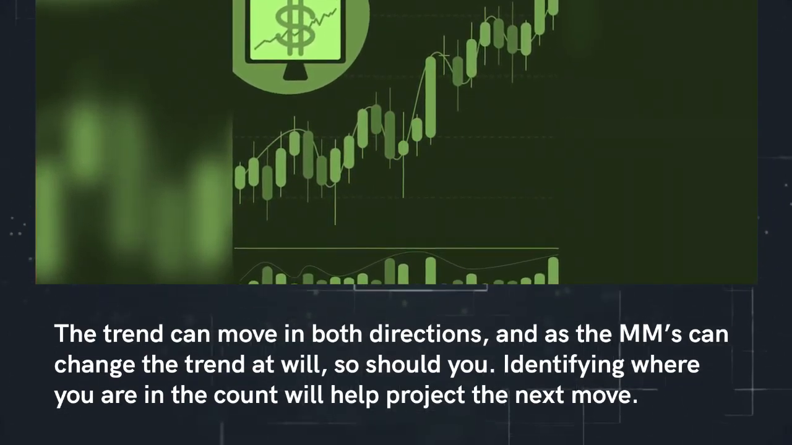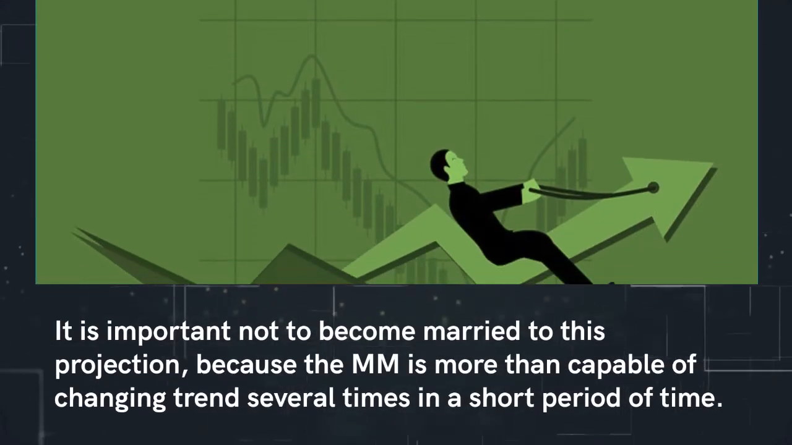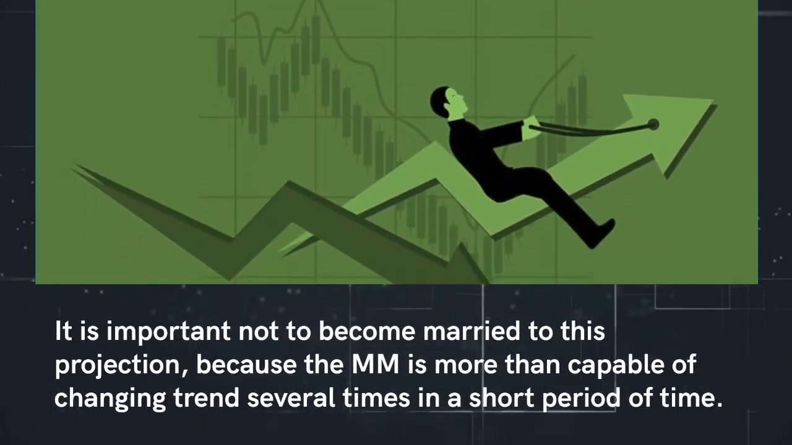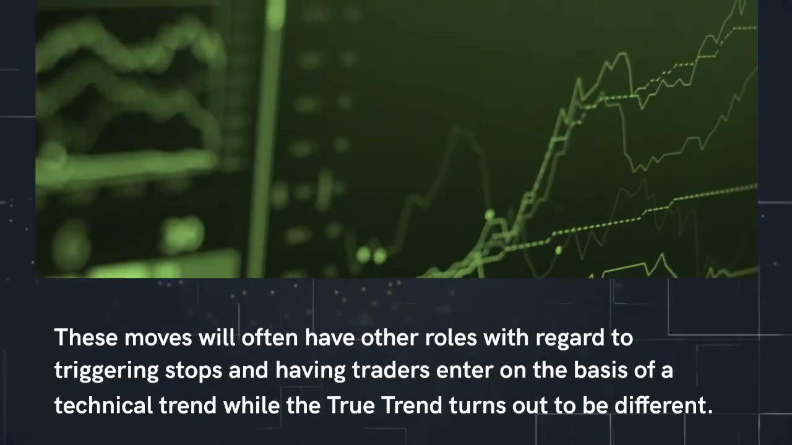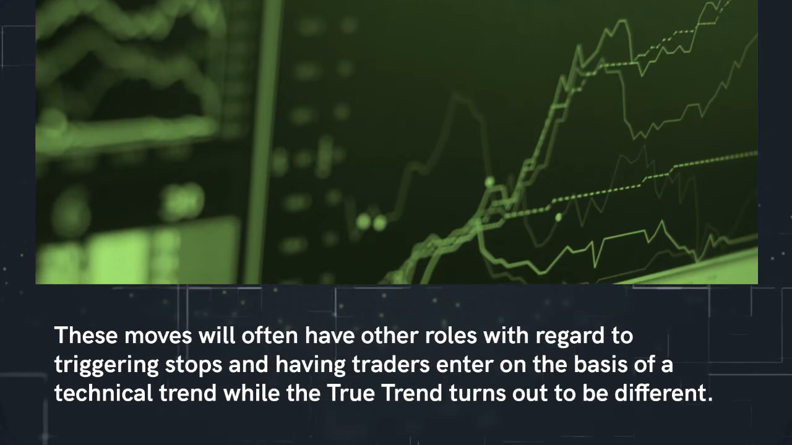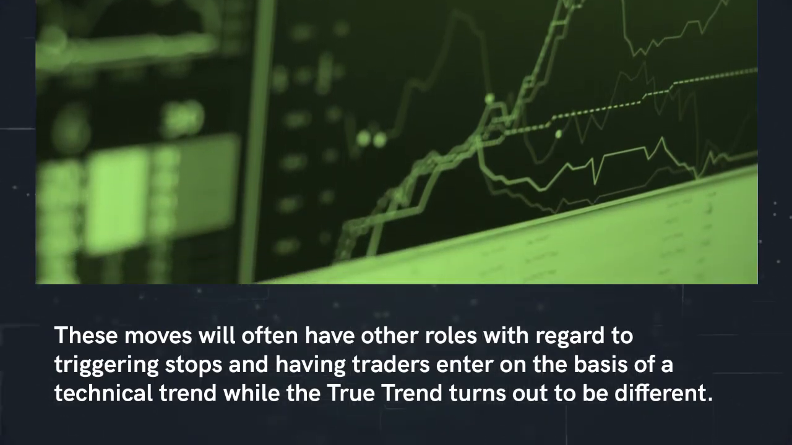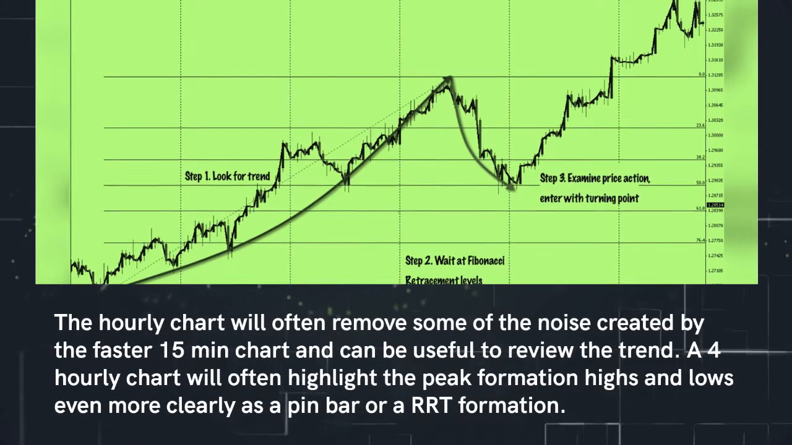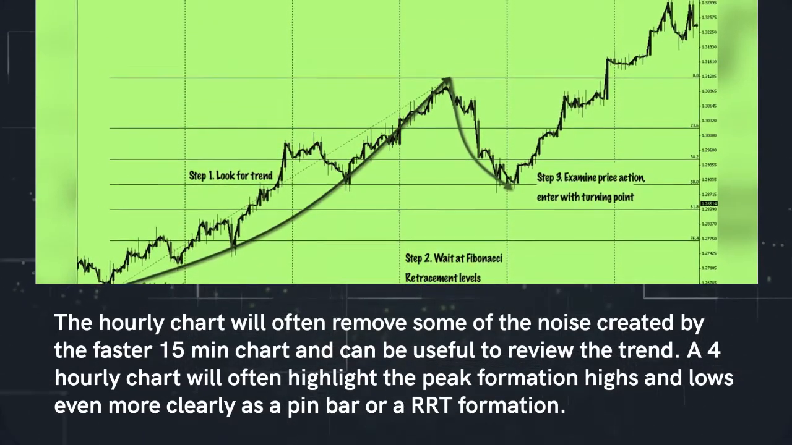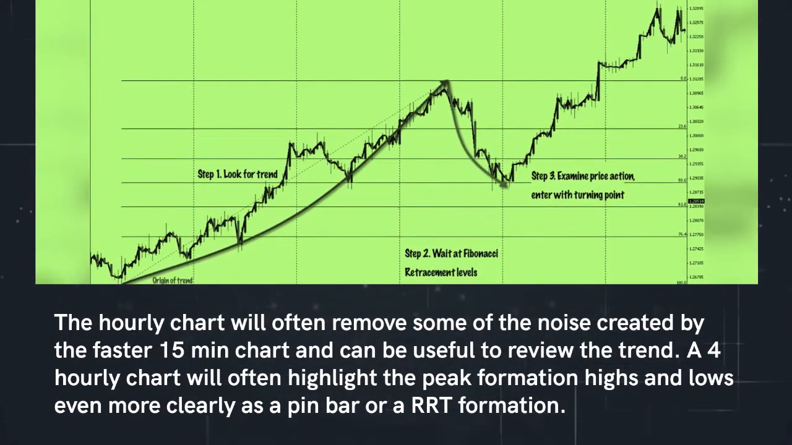Identifying where you are in the count will help project the next move. It is important not to become married to this projection, because the MM is more than capable of changing trends several times in a short period of time. These moves will often have other roles with regard to triggering stops and having traders enter on the basis of a technical trend, while the true trend turns out to be different. The hourly chart will often remove some of the noise created by the faster 15 minute chart and can be useful to review the trend.